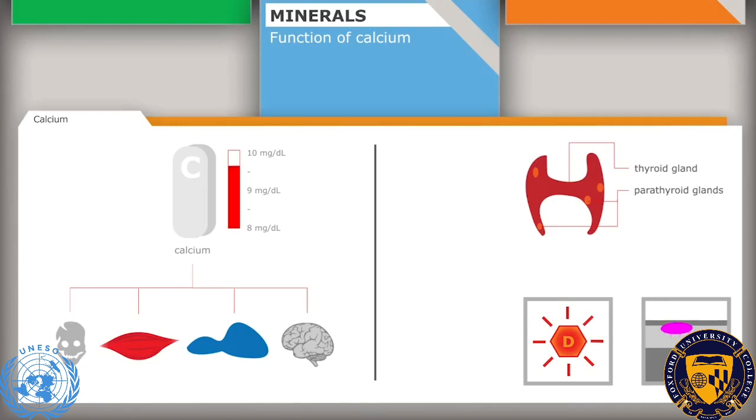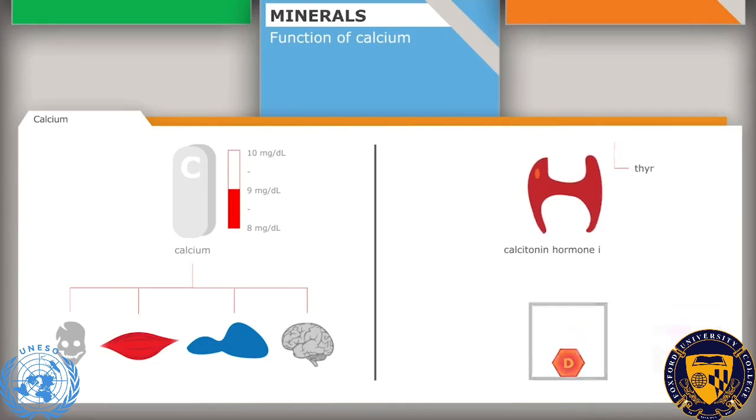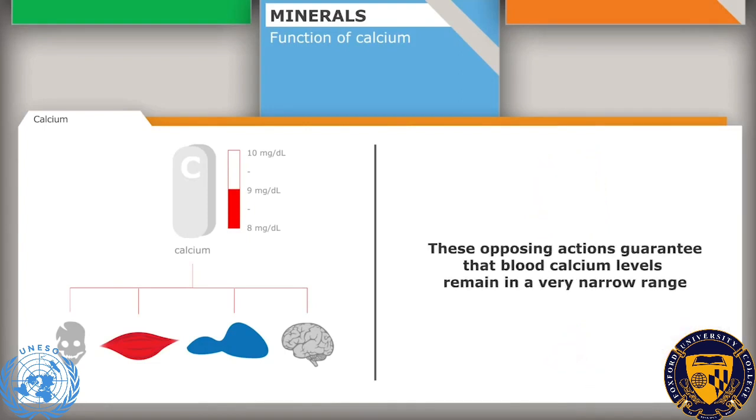When the blood calcium level rises, another hormone called calcitonin is released. Calcitonin is produced in the thyroid gland and does the exact opposite of the parathyroid hormone. It stimulates the osteoblasts to make bone, thereby lowering the calcium concentration in the blood. Calcitonin also promotes the inactivation of vitamin D. The opposing actions of parathyroid hormone and calcitonin guarantee that blood calcium levels remain within a very narrow range.